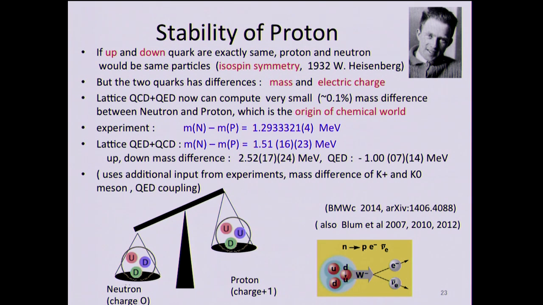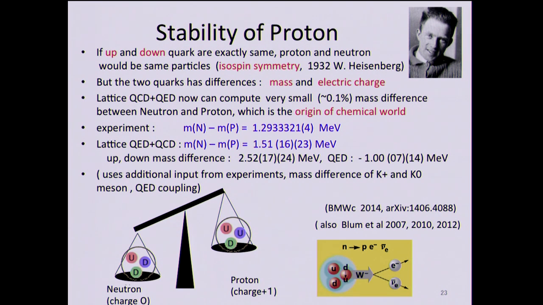But in nature, there are two differences between the up quark and the down quark. One is that the down quark is slightly, not slightly, 50% heavier than the up quark. That's a mass difference. Also, the up-type quark has 2/3 charge, the down-type quark has -1/3 charge, so the electric charges are different. So by doing QED, electromagnetism, interacting with QCD, the lattice community is now able to predict or compute this very small 0.1% mass difference.